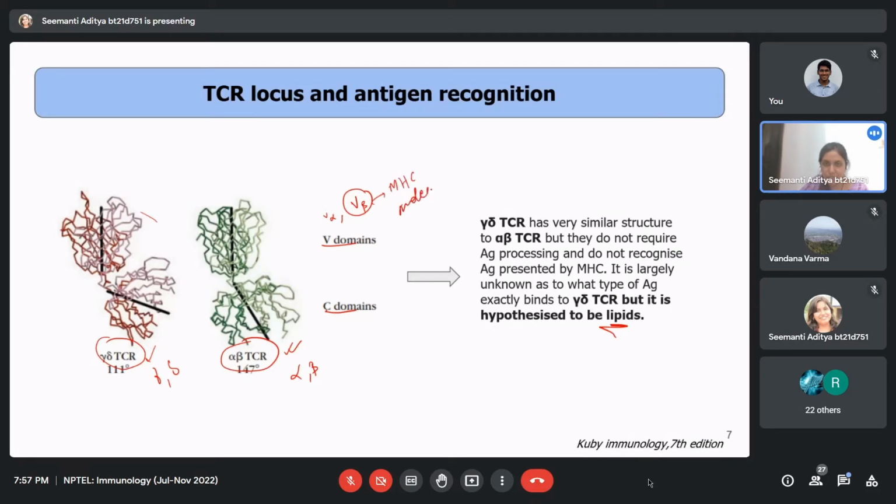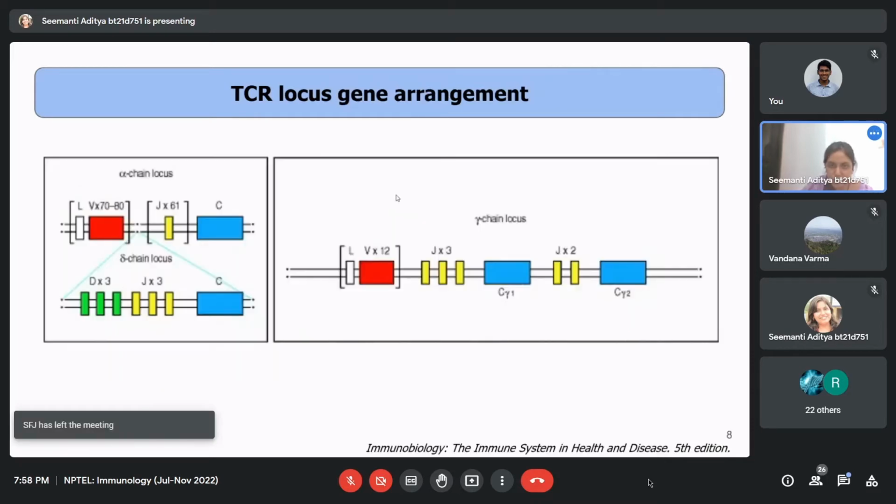This is the MHC molecule, and this is the T cell receptor. The T cell receptor, as I'm repeating again and again, recognizes antigen presented only by an MHC molecule. So it is also recognizing the variable region from the MHC molecule.